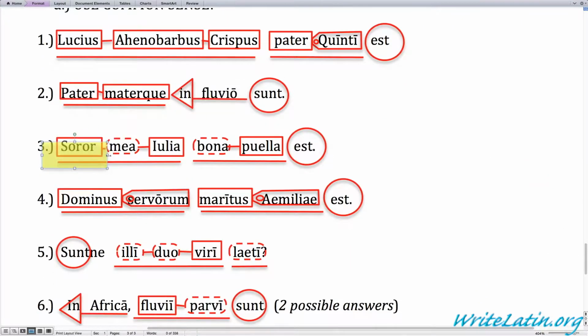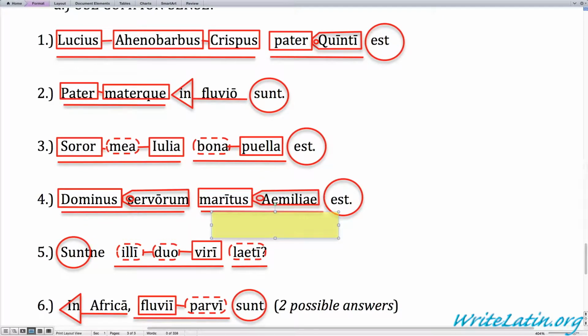Number 3, my sister Julia, a good girl is. Now this would have been a little deceiving. You might have thought bona goes with the first wing. You could have done it that way. My good sister Julia is a girl. You could have said that. But here you have to use your common sense. And it makes more sense to say that someone's good than to just say that they're a girl. Okay. Number 4, the master of the slaves is the husband of Amelia.